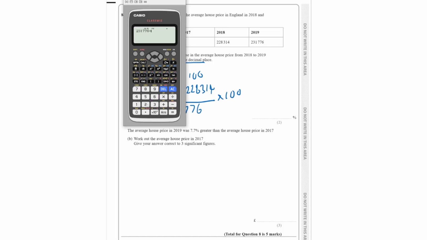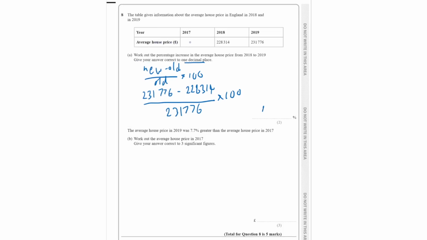231,776 minus 228,314 divided by 231,776 times 100. This is 1.49%, which we give to one decimal place, so 1.5%.